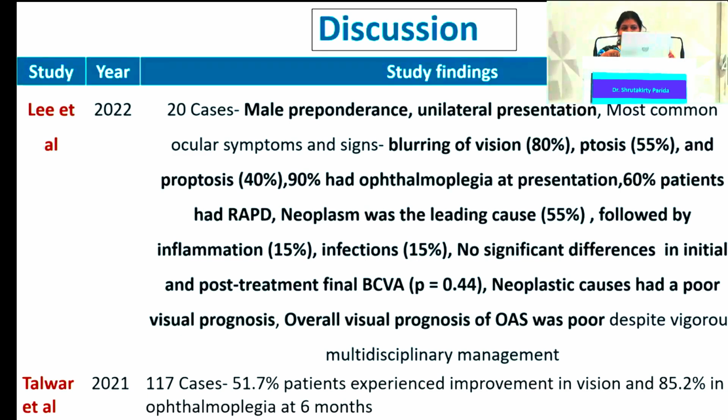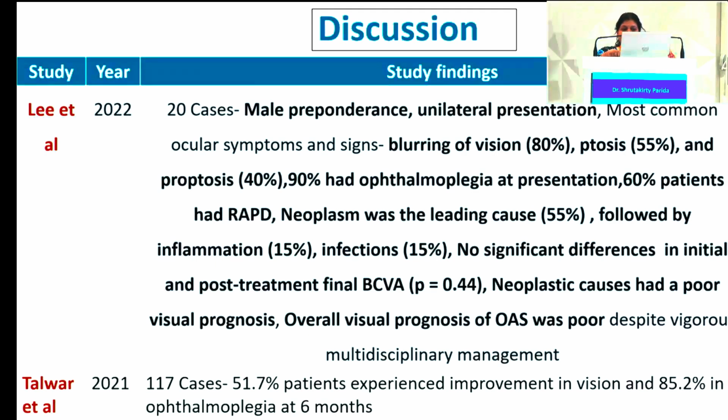Now coming to the discussion. In a study by Lee et al. on 20 cases, there was a male preponderance with unilateral presentation, and neoplasm was the most common cause, followed by inflammation and infections. But there was no significant difference in the initial and post-treatment final best corrected visual acuity. Neoplastic causes had a poor visual prognosis.